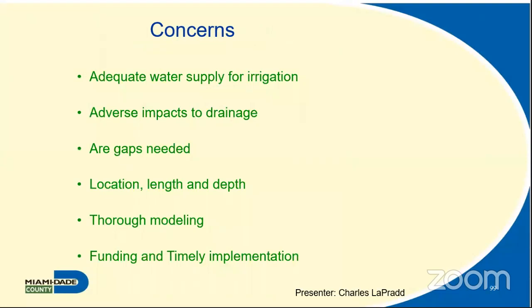So my concerns are continuing adequate water supply for agriculture. How is the wall going to impact that? Will it adversely impact or help with drainage? Are there gaps needed? What is the impact around those gaps? I would assume you would see a higher groundwater elevation where there are gaps. Where would those be located? Location, length, depth, obviously. The call for thorough modeling on all sides, I believe, is there. And of course, who's going to pay for it and how quickly can that happen? That's always a big question.